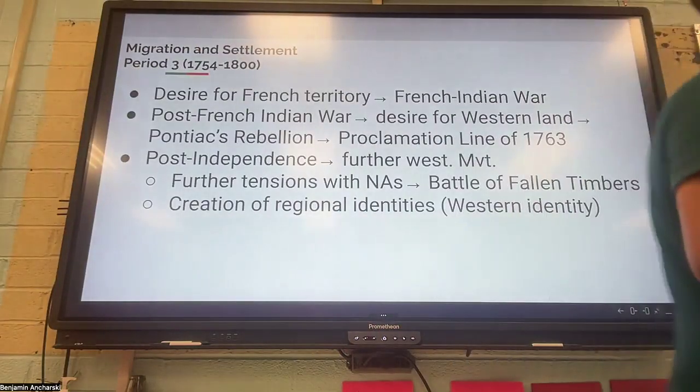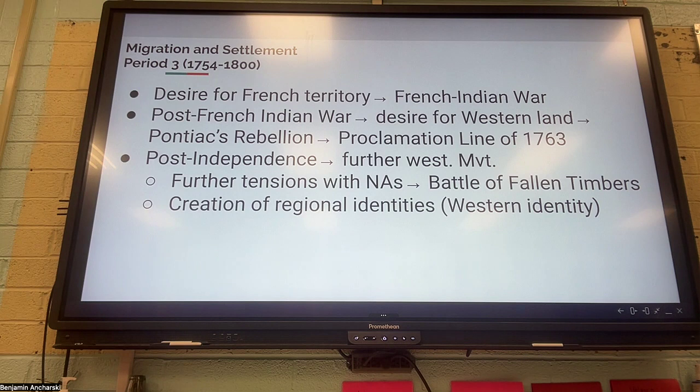So when does that happen? Once Britain's not there to enforce it. Once America's independent, we decide that we have everything east of the Mississippi and we're going to use it. They keep expanding. We see even more tensions, the Battle of Fallen Timbers being another example of a war between Native Americans. But we also see a further increase in regional identity now.